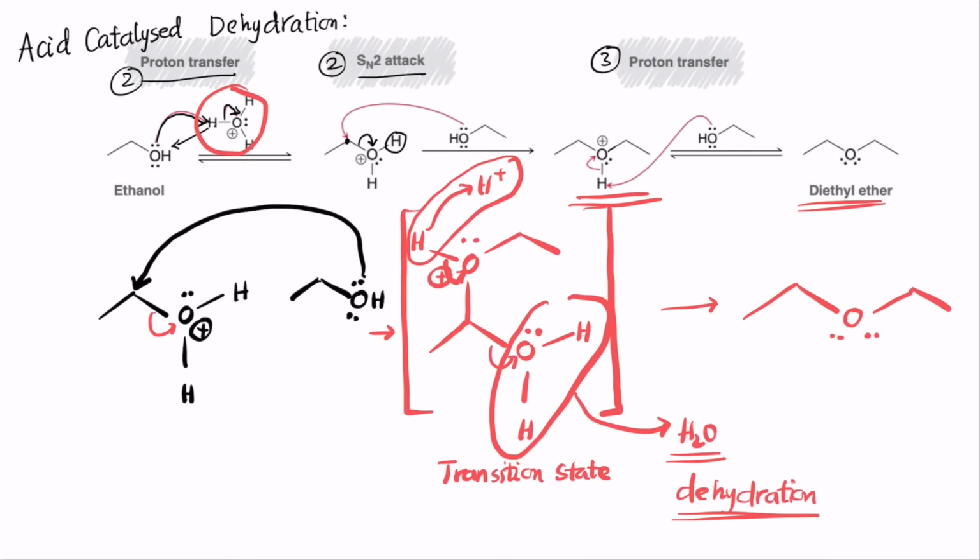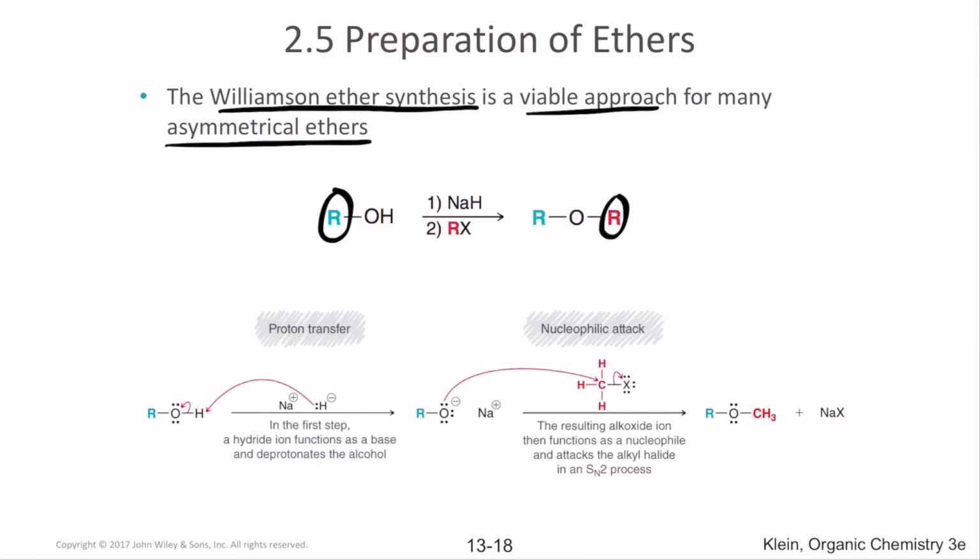The method that we saw earlier is commonly used for alcohols, and it is generally used for symmetric ethers. It's only really efficient for diethyl ethers. So let's look at a process where we can create asymmetric ethers. This process is called Williamson ether synthesis. The approach is that first we have a proton transfer, and second we do a nucleophilic attack. Let's take a look at this reaction separately.